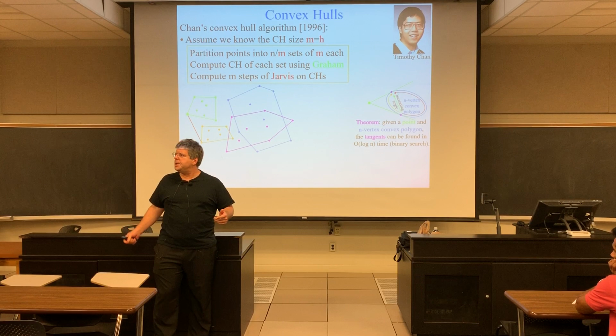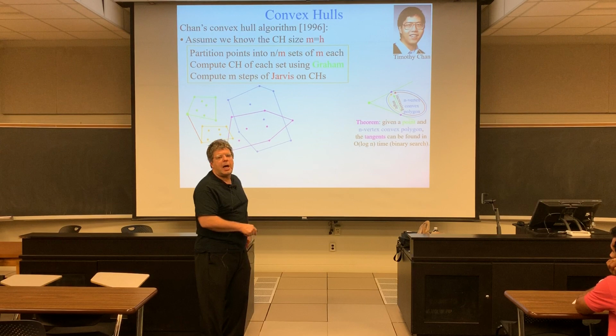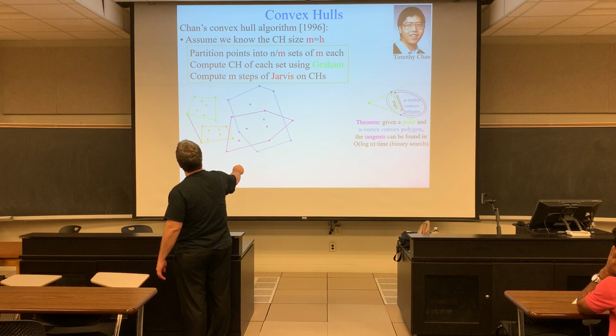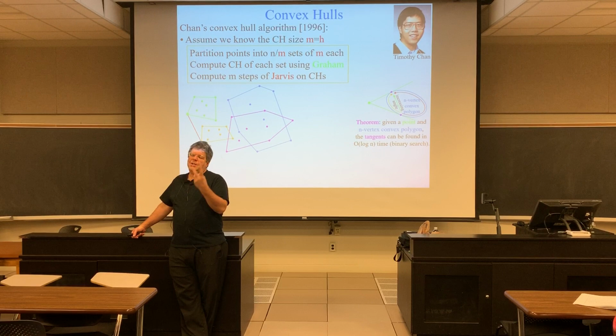But now you see where this subroutine comes in, right? If you have a point and some convex polygon, you can compute both of these tangents in logarithmic time. So in log time, you can find the tangent to this polygon. In log time, separately, you can find the tangent to this polygon, to any particular single polygon. Of course, you're doing this tangent computation many times, one per polygon, or actually two per polygon, to find both tangents, just to be on the safe side.